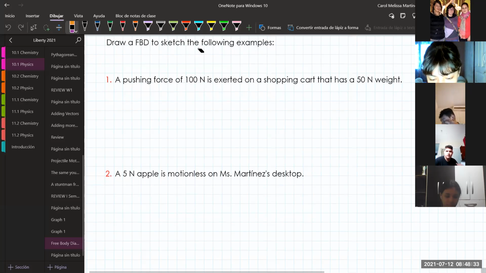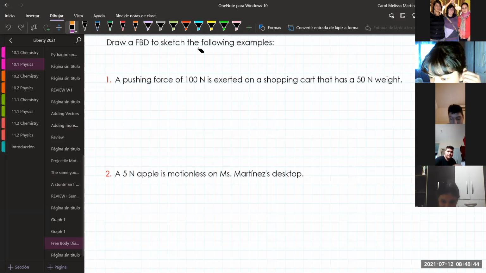It says, draw a free body diagram to sketch the following examples. The first one says, a pushing force of 100 Newton is exerted on a shopping cart that has a 50 Newton weight. So first of all, we need to identify the object of interest. In this case, we're talking about a shopping cart. So that's what this sketch is going to be about.